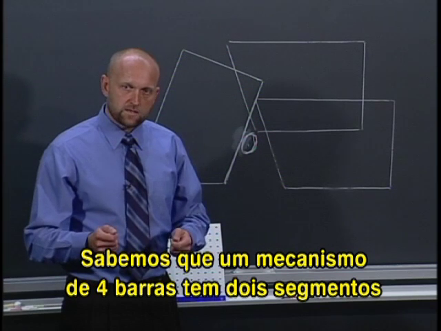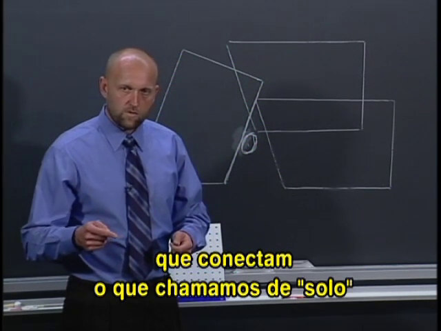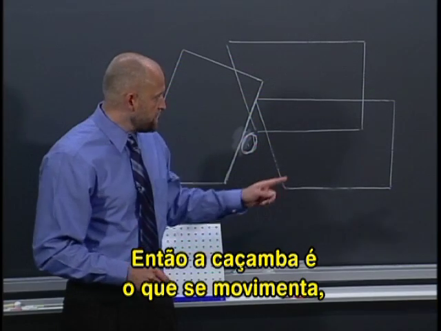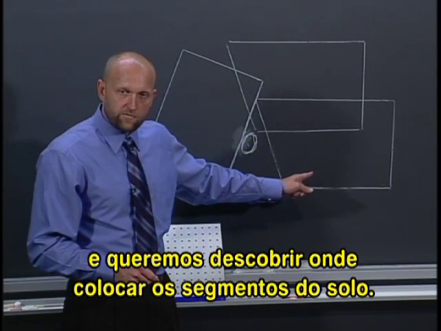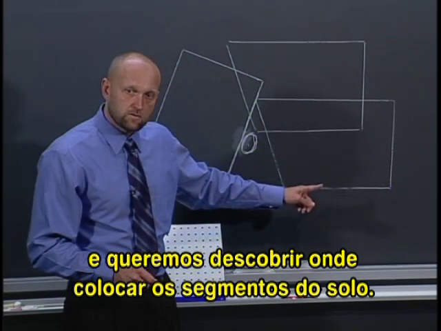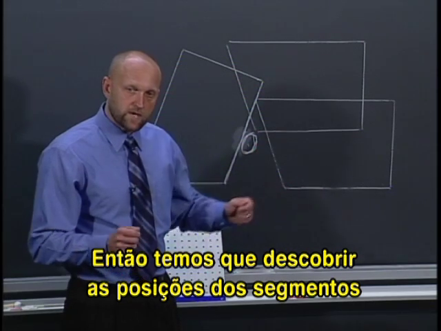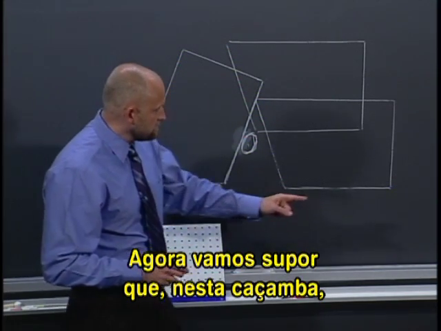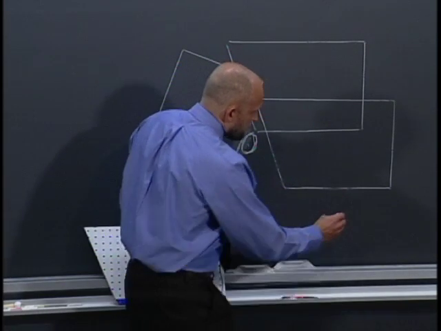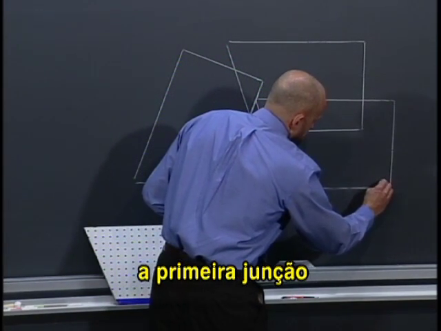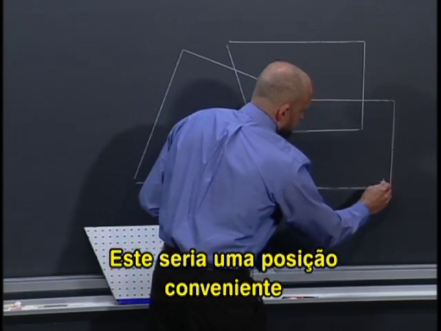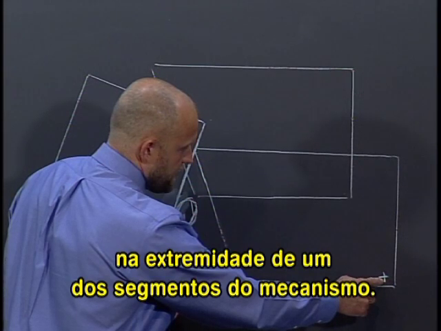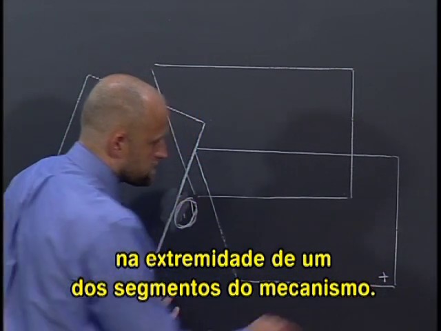We know that a 4-bar mechanism has 2 links that connect from what we'll call the ground to something that moves. So the bed is that something that moves, and we want to figure out where the links on the ground go. So we have to come up with the locations of two joints at either end of that link. Now, let's assume that on this bed the first joint goes here. That would be a convenient place to locate a joint that is at the end of one of the links of the 4-bar mechanism.